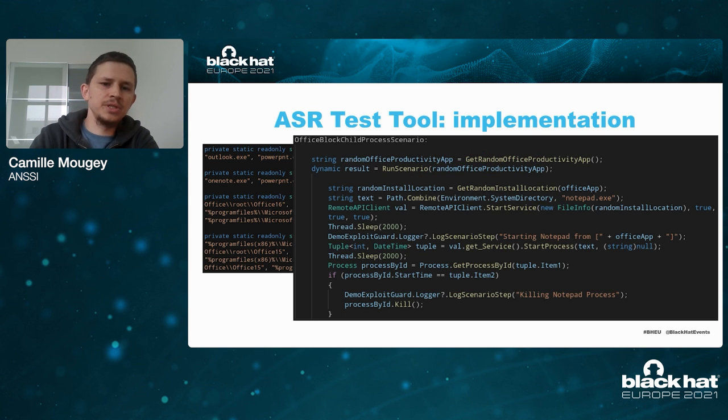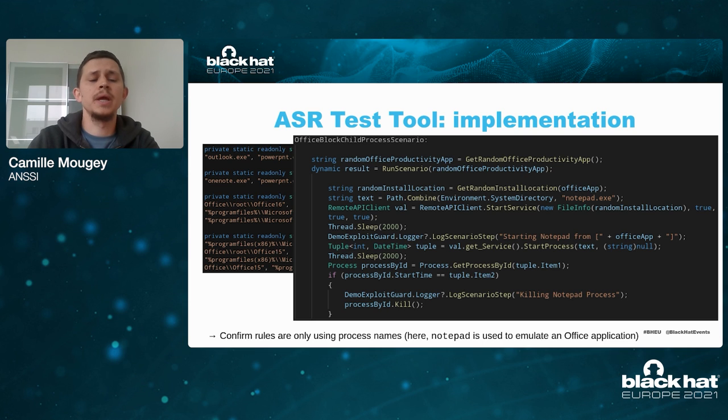And the tool is actually just picking these names and creating a notepad application in these paths and launching it. So we have a notepad running with the excel.exe name, for instance. And then it asks this process to create another one, and it will trigger the rules if excel.exe is launching another process. And this is how the test tool is actually implemented.